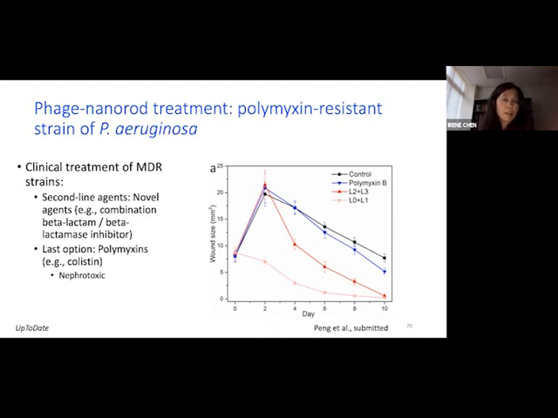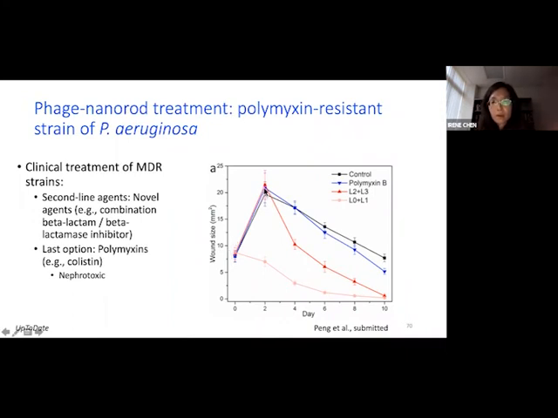If that fails, then there are some novel agents that can be used, such as combination beta-lactam with a beta-lactamase inhibitor. So there's some of these newer agents that could be tried. And then if that fails, the last option is polymyxins. So polymyxins like colistin or polymyxin B are a kind of last resort. One of the big problems with them is that they're very nephrotoxic. So in the majority of patients who are given colistin or polymyxin will have some renal failure.